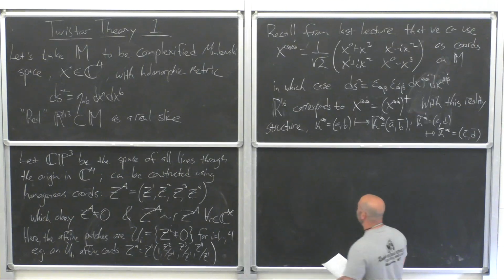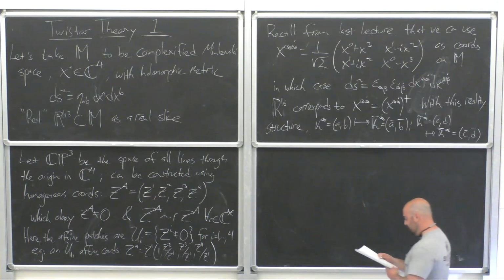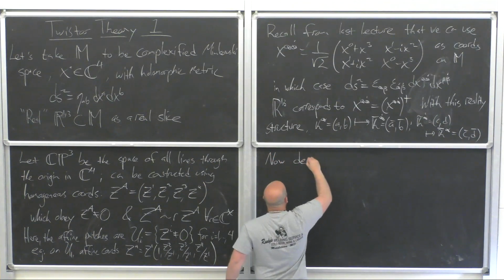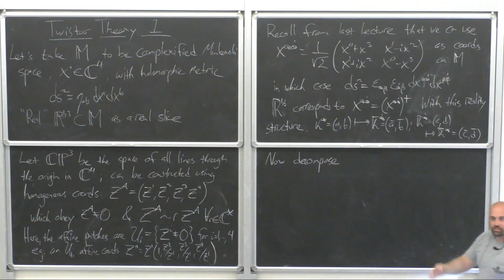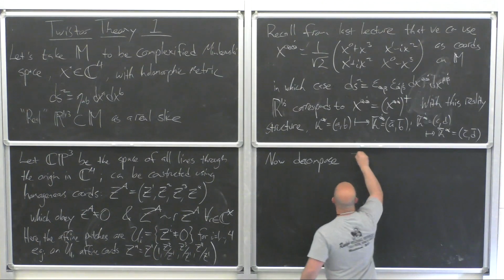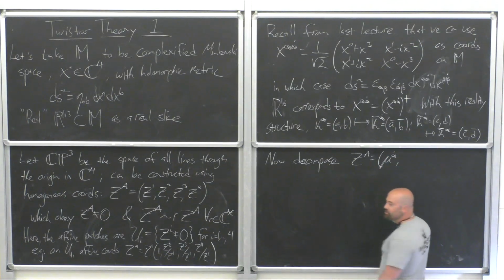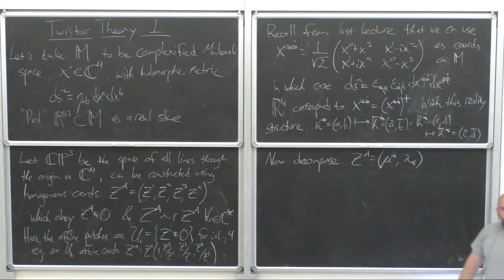Most of us hopefully have met this idea of projective space before at some point. So now, we're going to decompose these four complex numbers into two-component Weyl spinors of SL2. So we're going to say ZA, this is four complex numbers. Two of them I'm going to call mu alpha dot, and two of them I'm going to call lambda alpha. Okay? I haven't done anything sophisticated here. I've just given fancy names to these four complex numbers.